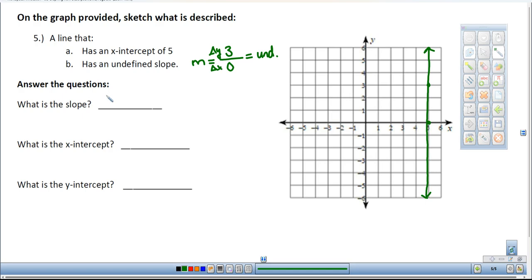And you answer the questions. The slope, which came from the description on its own, is undefined. The x-intercept is right here. That is 5, 0. The y-intercept, if you look at this green line, when does it touch the y-axis? Hopefully you're saying that it does not exist. It doesn't ever happen. So that's how we can graph from using some descriptions.